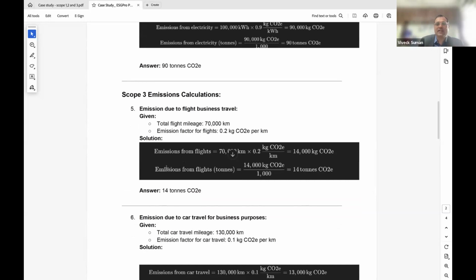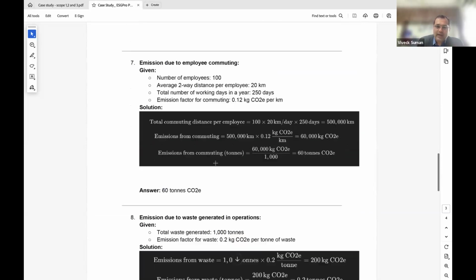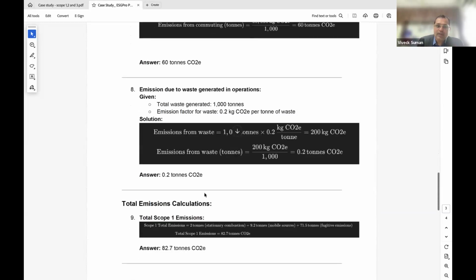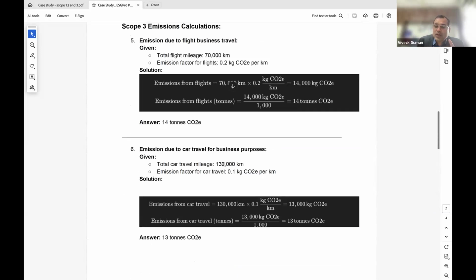Scope 3 is a critical one. Here we have data coming from flight, business travel, car travel, and emission due to employee commuting, and waste generated from operation. These are the 5 things which we had. Now, what we need to be careful here: all of them are scope 3 different categories, but there is some category which is common. For example, flight business travel and car travel for business purposes. You need to combine these together. You calculate it separately, but combine these together for category reporting.